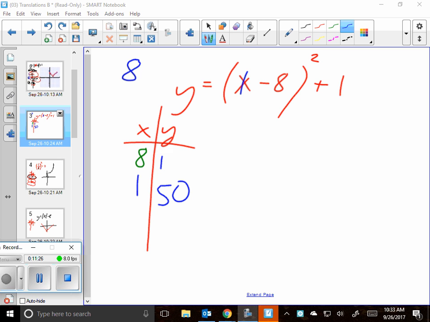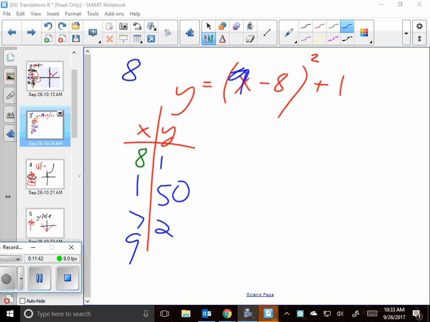All right, so since 8 worked so well, maybe we should put in like 7. 7 minus 8, negative 1 squared, 1. 1 plus 1, 2. If you put in 7, you should have got 2. Did anybody have 7 comma 2 on their graph? Good. And then maybe put in 9.